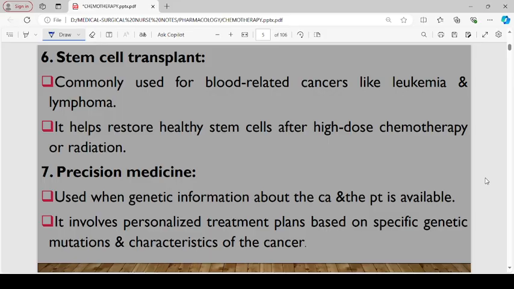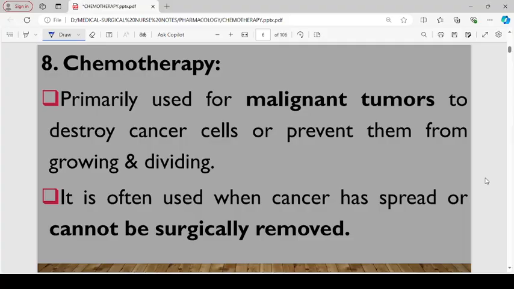The second last one is precision medicine, and precision medicine is normally used when you have genetic information about a cancer and the patient is available. So it involves personalized treatment plans based on the specific genetic mutations and the characteristics of that particular cancer. Chemotherapy is the last strategy and it is the main focus for this presentation.